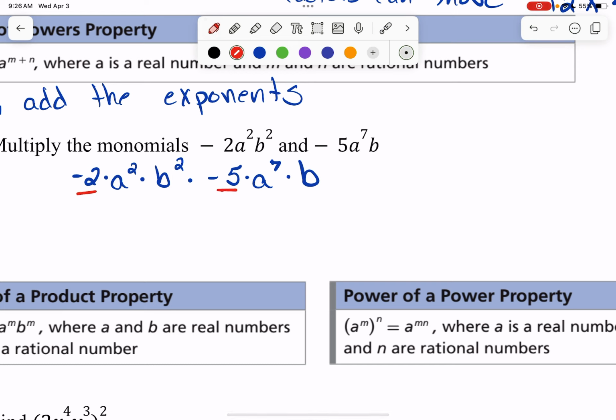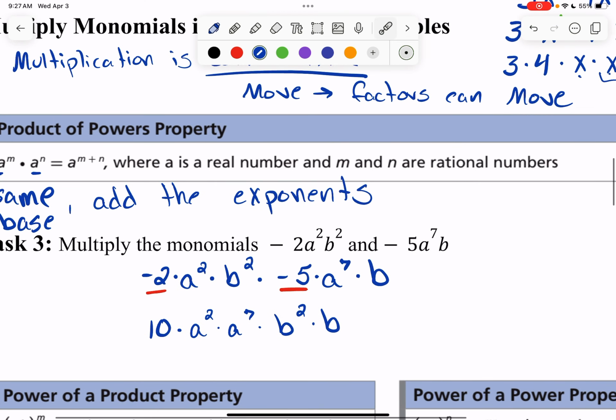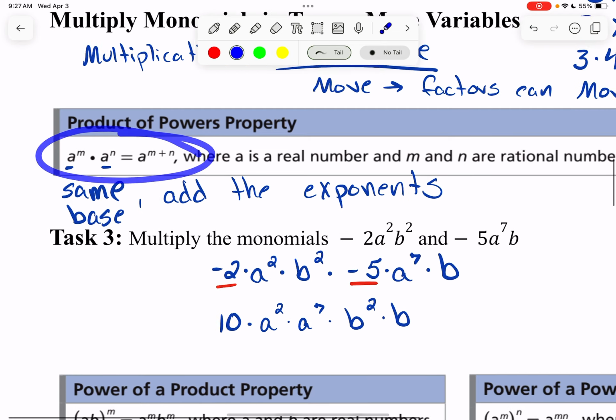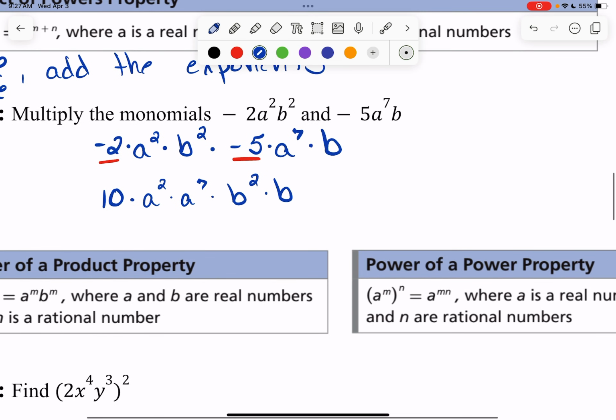I'm going to multiply the negative 2 and the negative 5. Negative 2 times negative 5 is 10. Now I can multiply the a's. I'm going to write it out. A to the second times a to the seventh times b to the second times b. Now, if I remember this rule, I notice that these two have the same base, both a, so I can add the exponents. 2 plus 7, that would be a to the ninth.